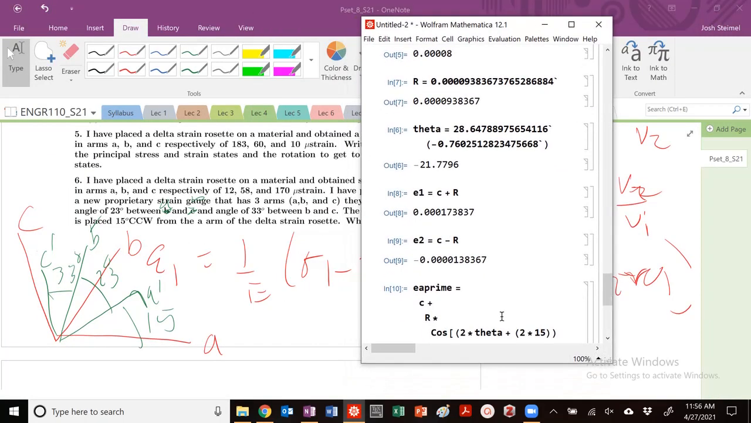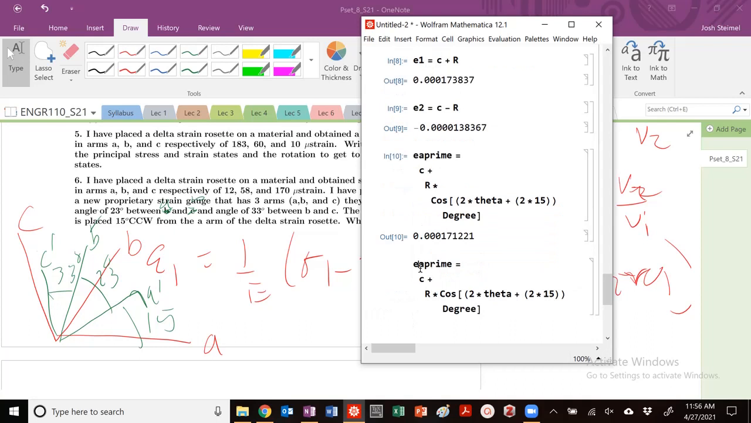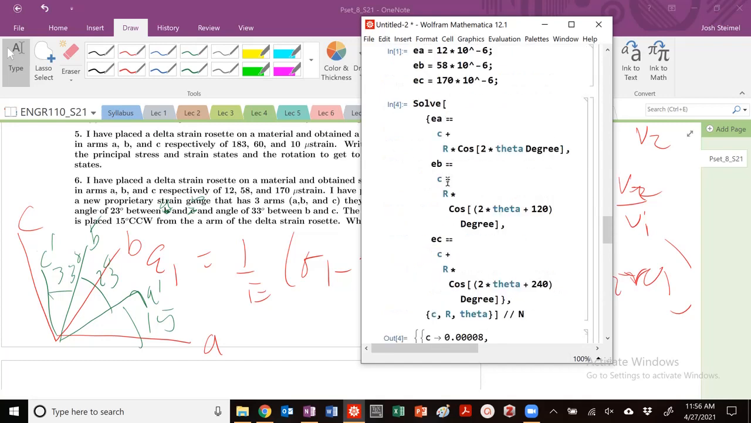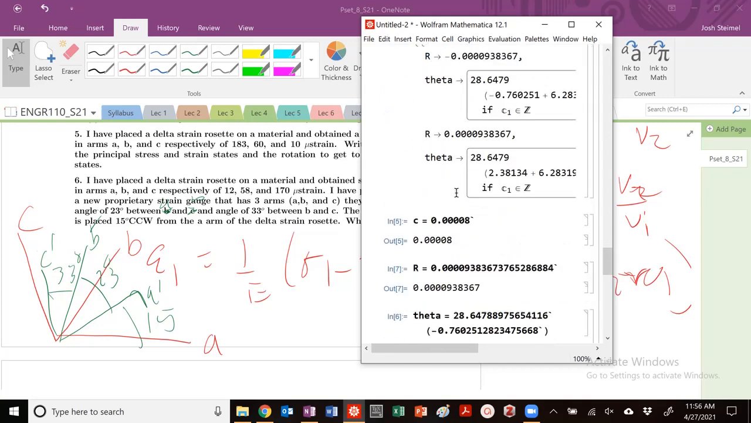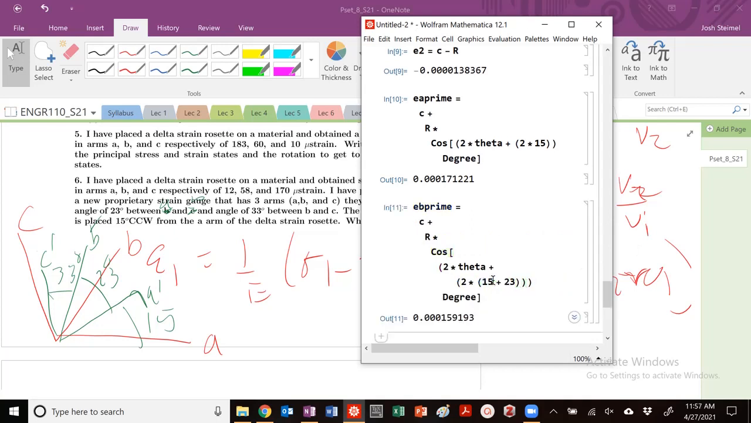All right. What about my EB prime? Well, what's the difference now? Again, I'm still using my reference because in the first part of the problem, I chose A as my reference arm. So what's the angle between our old A and our new B prime? Well, that's just going to be 2 times 15, 2 times 15 now plus 23. There's my new EB prime.